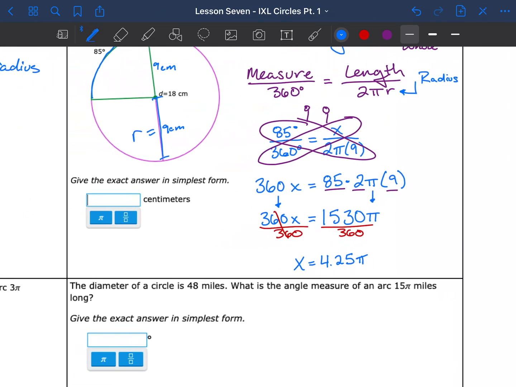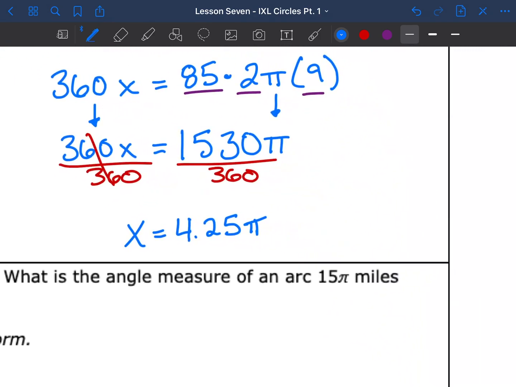This is not good because they wanted the simplest form. Actually, you know what? I think they would be fine with 4.25. So, try it out. If you don't want to try to turn it into a fraction, just do 4.25 times pi. But they might want it in exact form, which is a fraction. So right here, 0.25. There's an app for a graphic calculator. I have a video on how to get it.